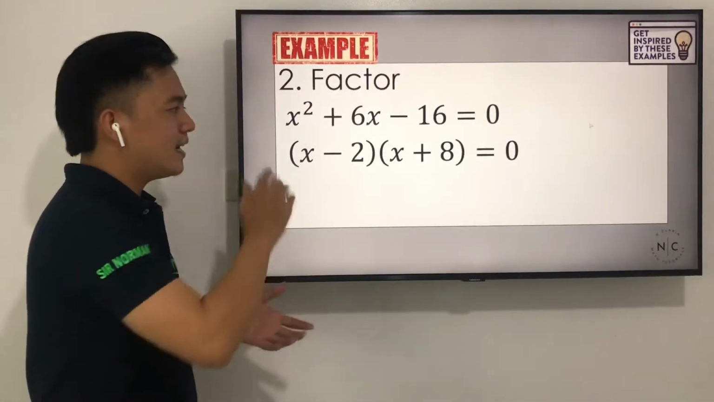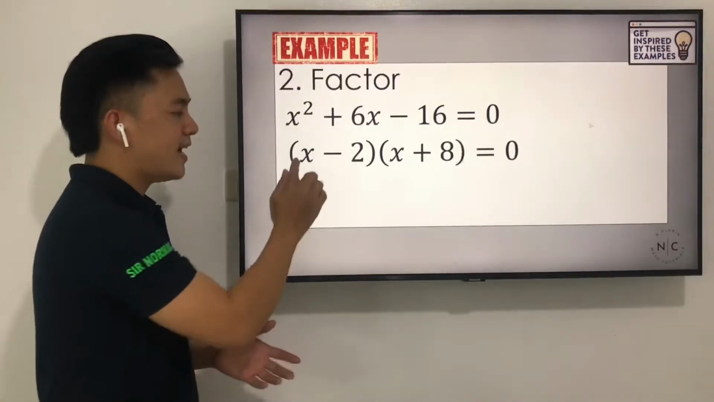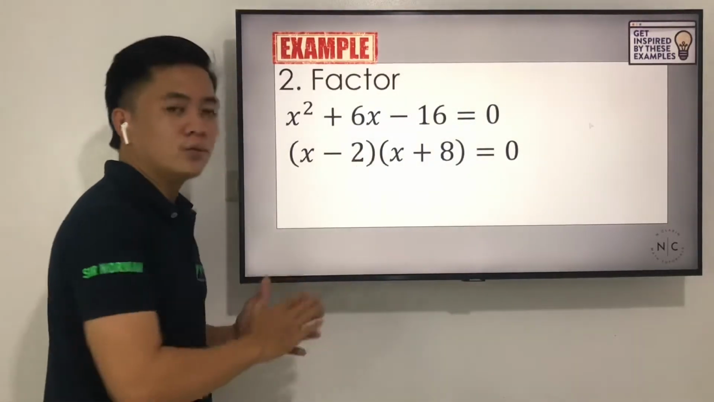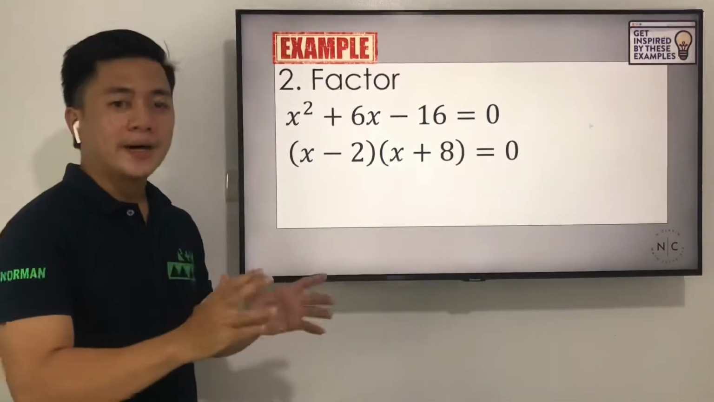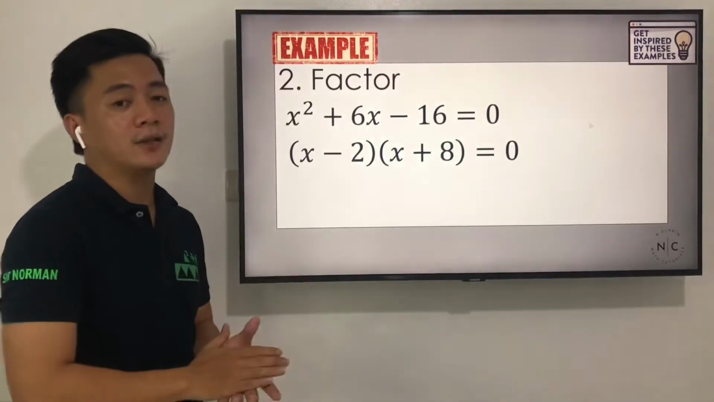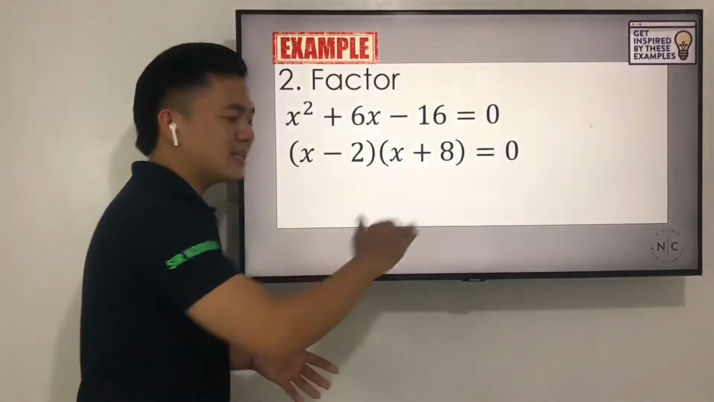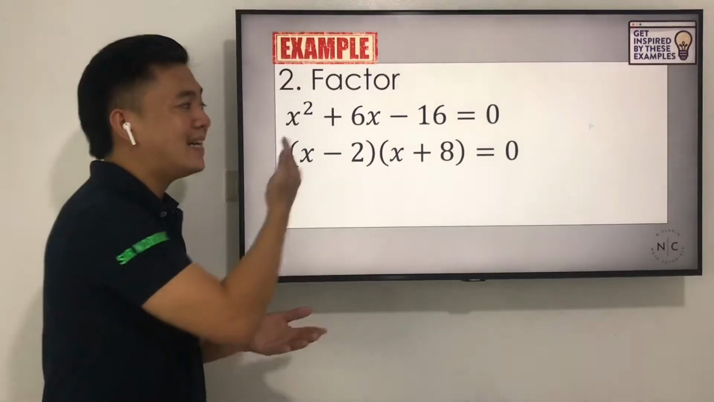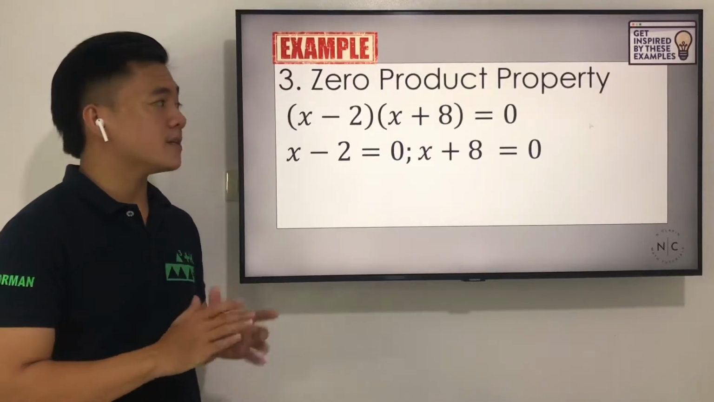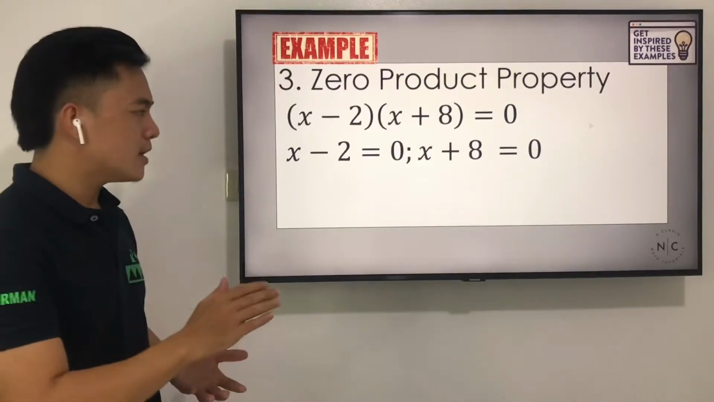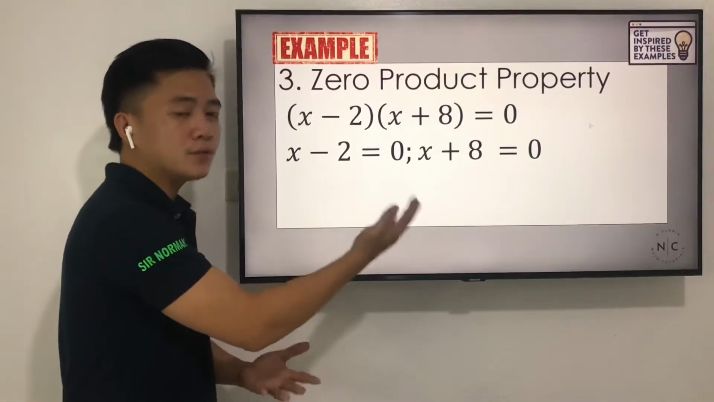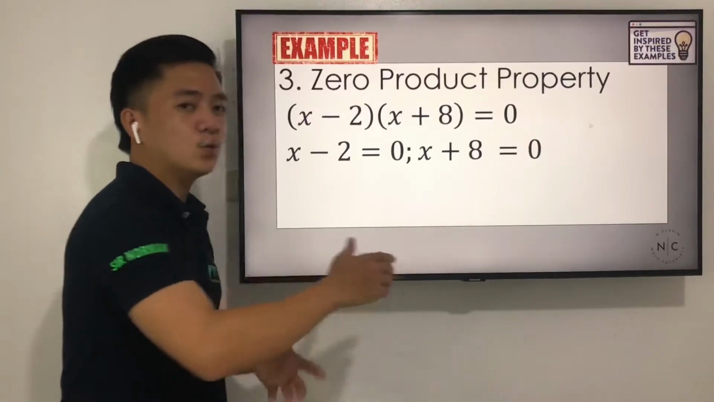First is ang factors ng ating x squared, which is x and x. Next is yung nakuha natin, which is negative 2 and positive 8. Para i-check kung tama yung nakuha nating factors, you can use the FOIL method to check. Pero dahil nasatisfy na niya or nakuha na natin yung mga kailangan, tama yung factor na ating nakuha. Next step is the zero product property. Same process. Equal natin yung dalawa na yan into 0. X minus 2 is equal to 0. X plus 8 is equal to 0.